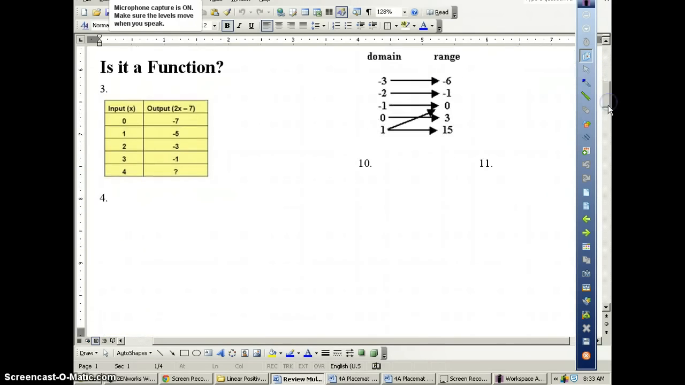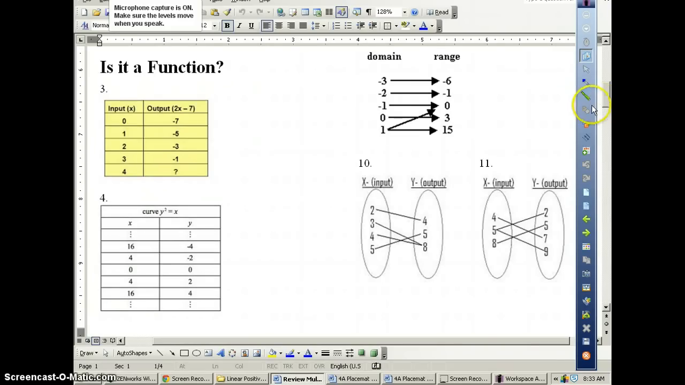Okay, is it a function? Now you guys, I'm not going to go over my little analogy. Remember the kind of racy analogy I used in class? I'm going to say it this way. Every x value only gets one y value if it's a function. Any set of ordered pairs is a relation, but not all relations are functions. Every x only gets paired with one y.